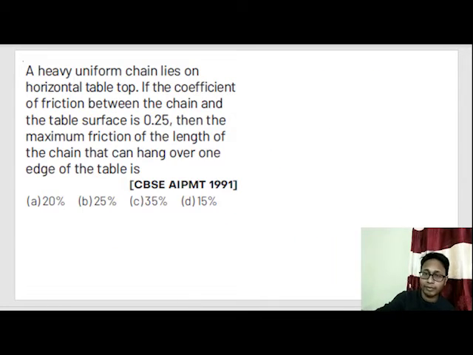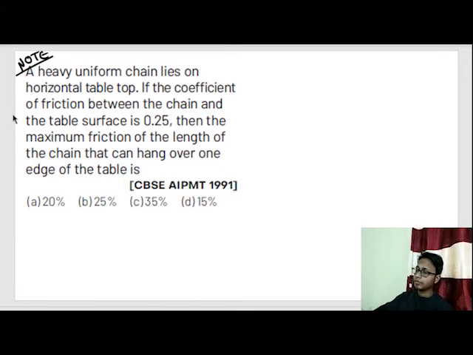Now, treat this question as theory. This question is theoretical in nature. A heavy uniform chain lies on a horizontal tabletop. If the coefficient of friction between the chain and the table is 0.25, then the maximum fraction of length of chain that can be hanged over the edge of the table is. That means what is happening here is, there is a table, and there is a chain lying out here.